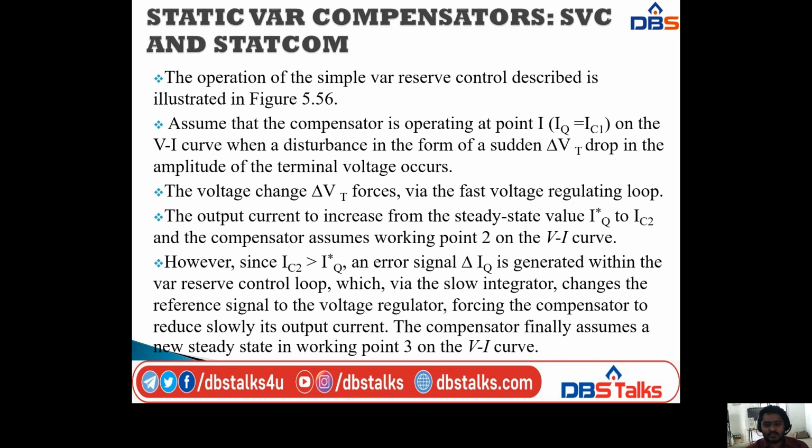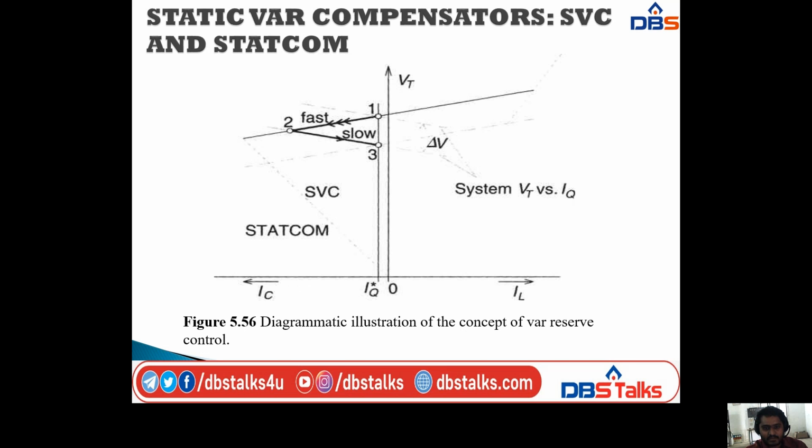That is the slow control loop, which via the slow integrator changes the reference signal to the voltage regulator, forcing the compensator to reduce slowly its output current. So the compensator finally assumes a new steady state at working point 3 on the VA curve. That's why I am taking this point 3.